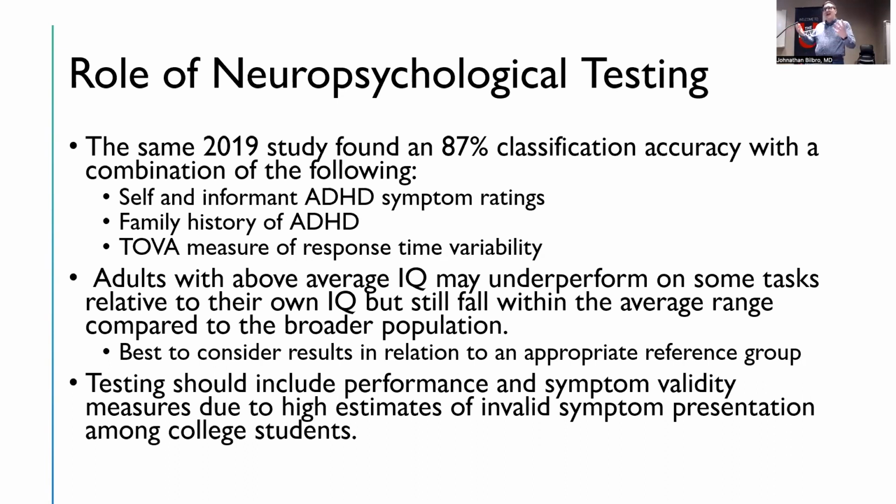So they could have ADHD, and maybe it looks like they don't because their scores are still within the average range. But based on their intellectual capabilities, they should be in the high average to superior range. So it's really important that the results are compared to an appropriate reference group, and also that testing should include some kind of performance and symptom validity measures.